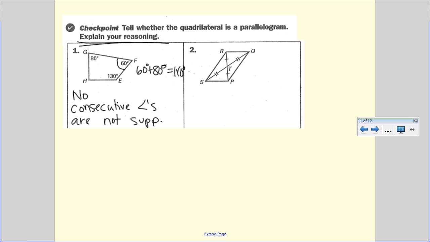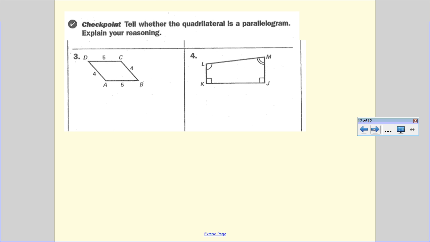Here, if we look at number 2, we're looking at diagonals. So you should tell me something about diagonals. Either yes, they are because they bisect, or no, they don't because they do not bisect. 3 is sides. So you're either going to tell me opposite sides are congruent with a yes, or no, both pairs of opposite sides are not congruent. And then 4 gives you angle measurements with congruency marks. So it's either yes, both pairs of opposite angles are congruent, or no, both pairs of opposite angles are not congruent.